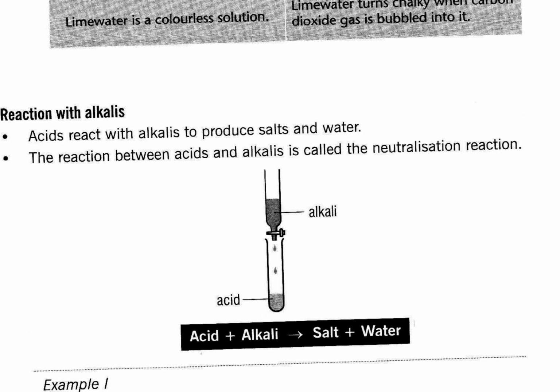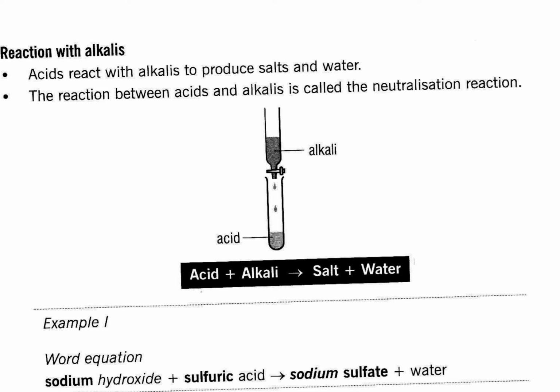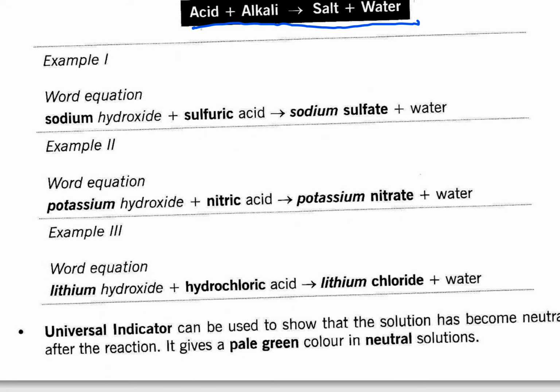Finally, let's look at acid reaction with alkalis. Acids react with alkalis to give you salt and water only, and this reaction is called the neutralization reaction. Acid plus alkali gives you salt and water. Again, if it is sulfuric acid, you will get a sulfate salt. If nitric acid is used, you get a nitrate salt. If hydrochloric acid is used, you get a chloride salt.